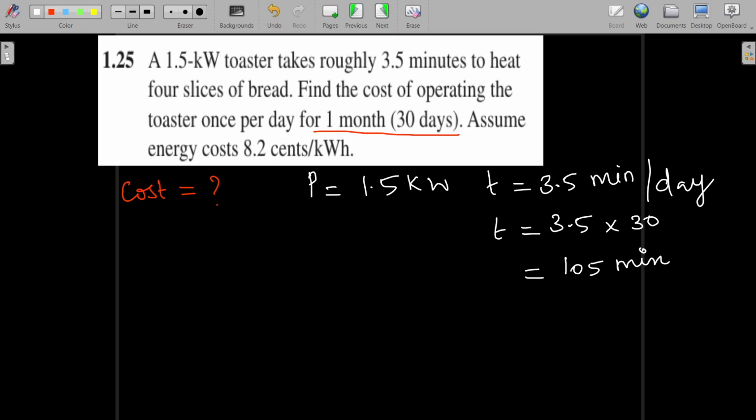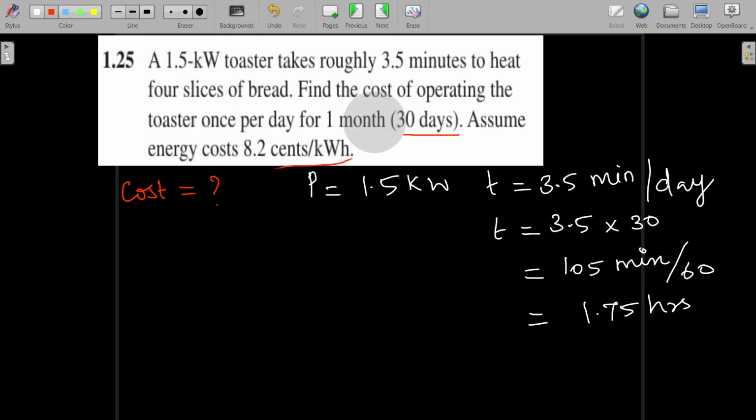This much minutes. But we need to convert it into hours. So divided by 60, that gives you hours. So that is 1.75 hours. Okay. Now coming to this, assume the energy cost is 8.2 cents per kilowatt hour.